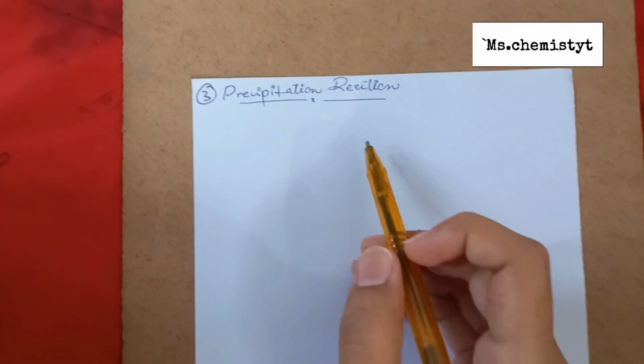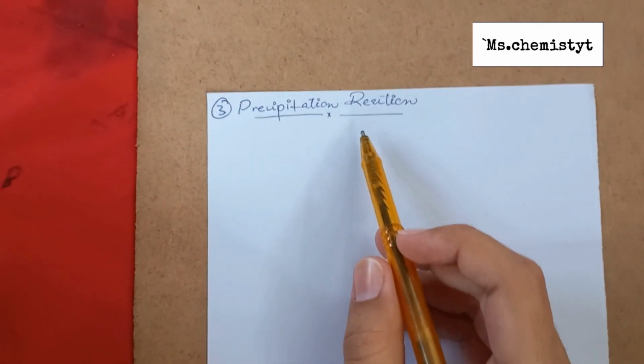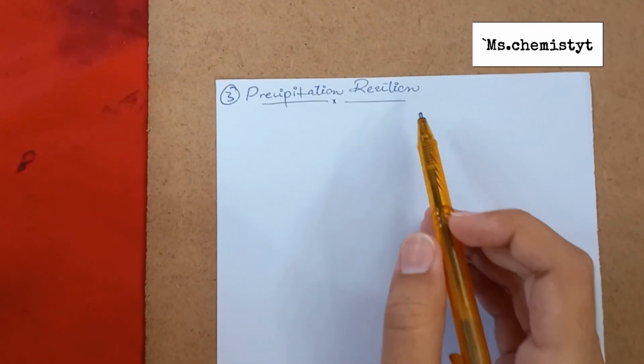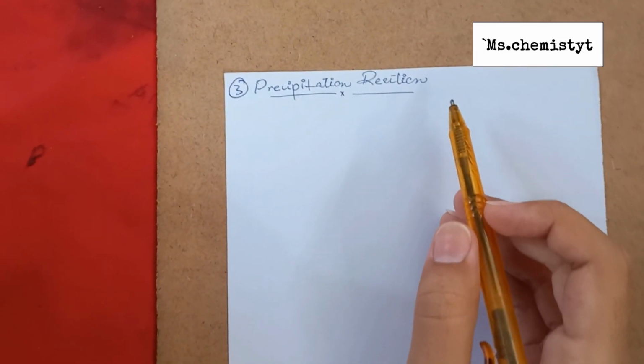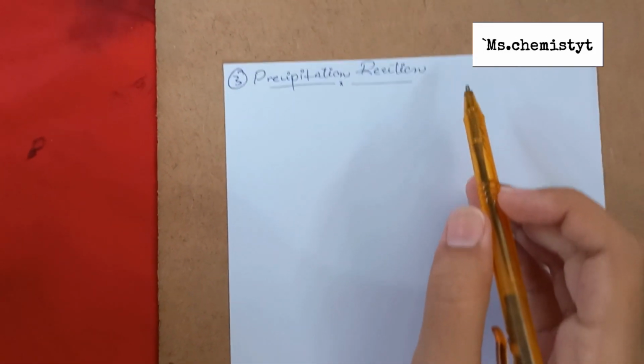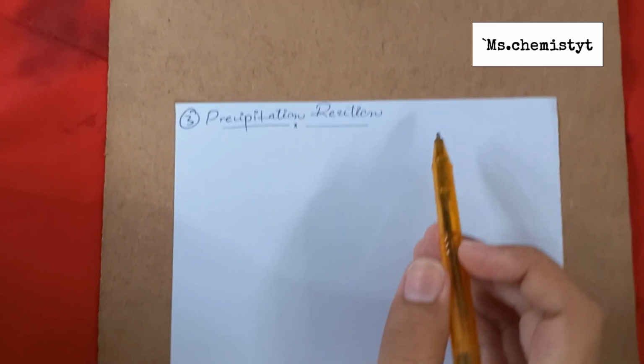Here we are going to discuss the precipitation reaction. The precipitation reaction is the process of transforming a dissolved substance into an insoluble solid from a supersaturated solution in aqueous solution, and the solid form is called the precipitate.